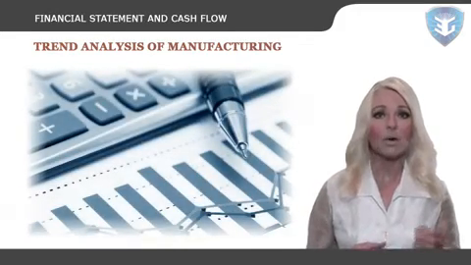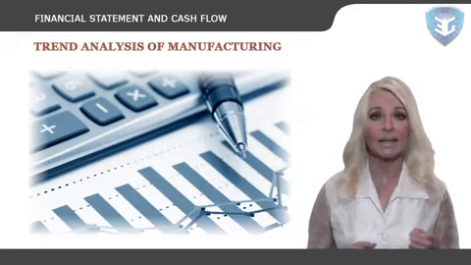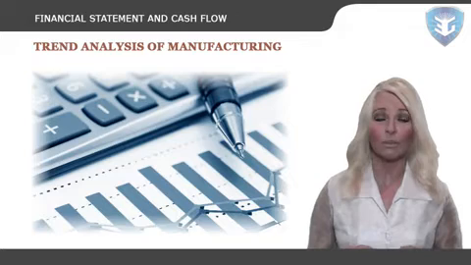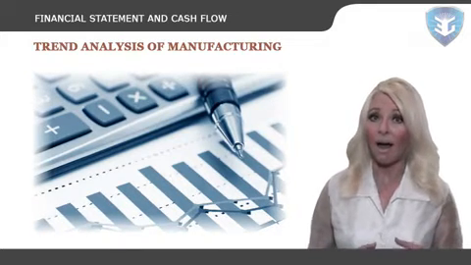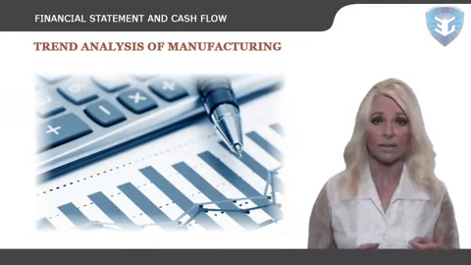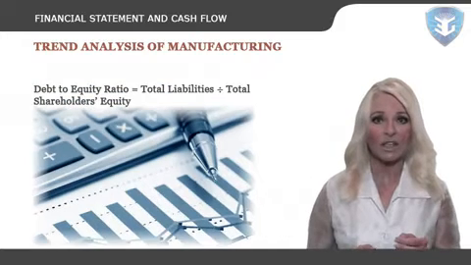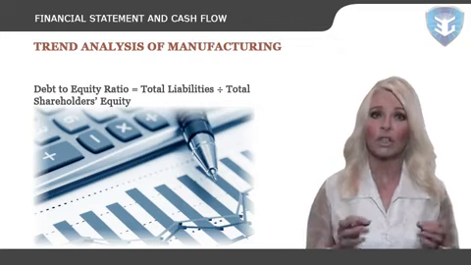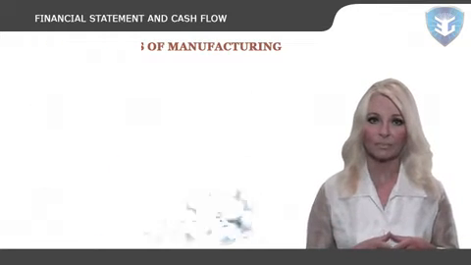5. A lower debt to equity ratio indicates the company has less debt, is more financially stable, and in a good position to obtain loans. A higher ratio carries a higher credit risk. Debt to equity ratio equals total liabilities divided by total shareholders' equity.